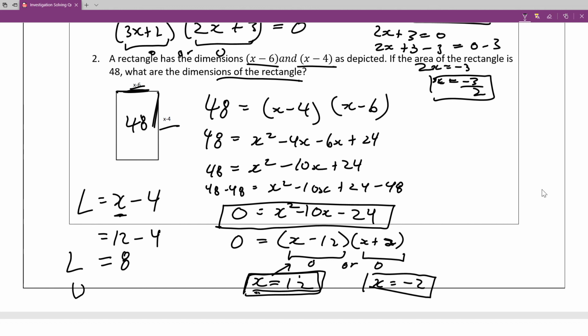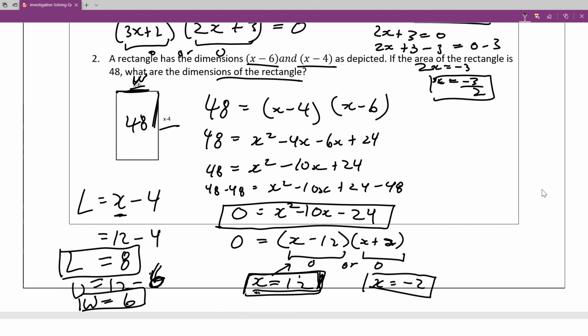And then the width is 12 minus, oops. Oh yeah, the width is 12 minus 6, sorry. 6 given here, width, right? Which is 6. Okay. So these are the answers. Length is 8 and width is 6. Not these. These are just the x values, not the dimensions.